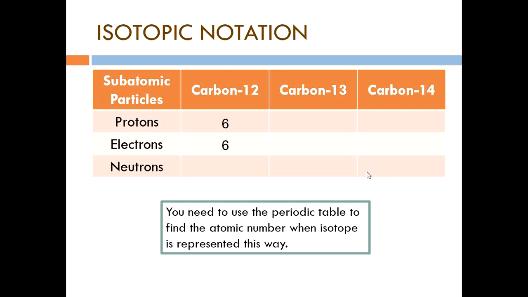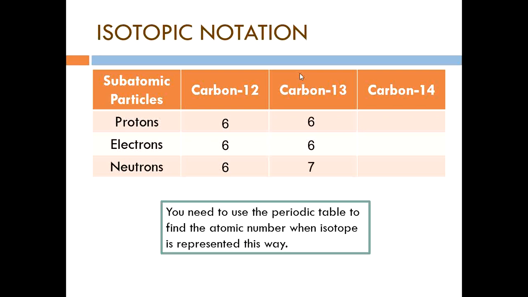And then how do you get neutrons? You take the mass number minus the protons to get the neutrons, right? Because protons plus neutrons is equal to the mass number, which again is this dash number. That's the mass number. So let's take a look at carbon 13. How many protons? Well, remember, it's the same element, so 6 protons. 6 protons means 6 electrons, but this time how many neutrons? 13 minus 6 is equal to 7.